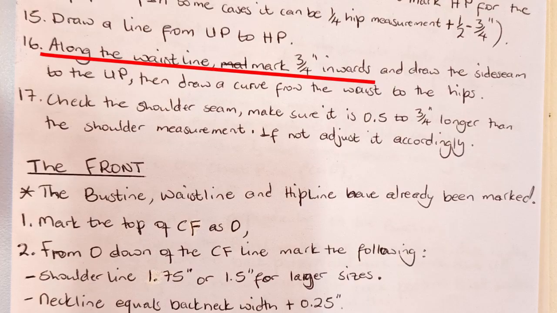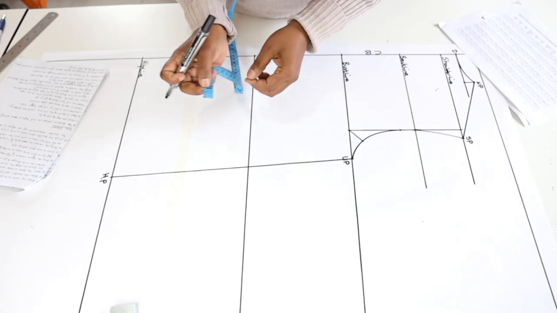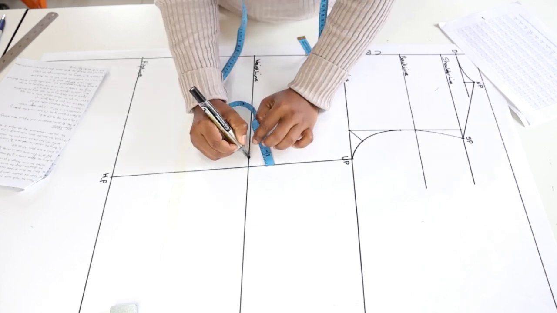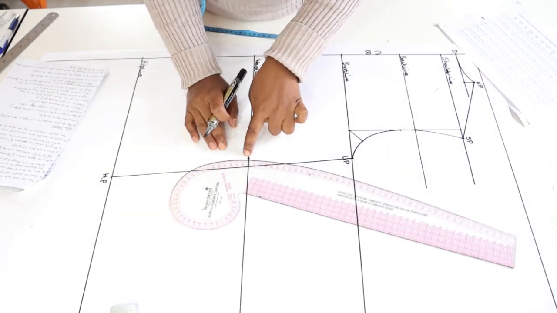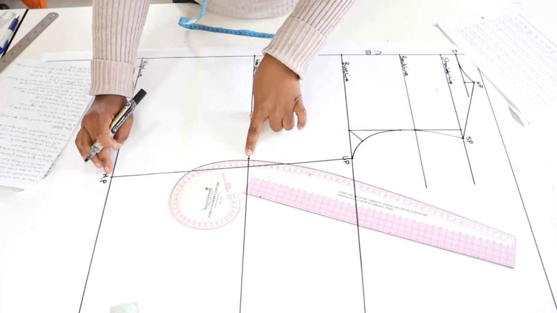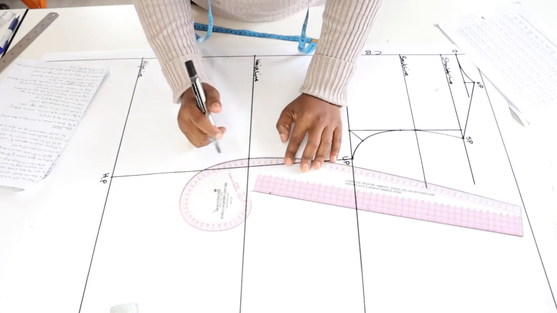And then next it says along the waistline, we are going to measure 3/4 of an inch inwards. We are then going to redraw the side seam from this point up to UP, and also draw another curve from this point up to HP.